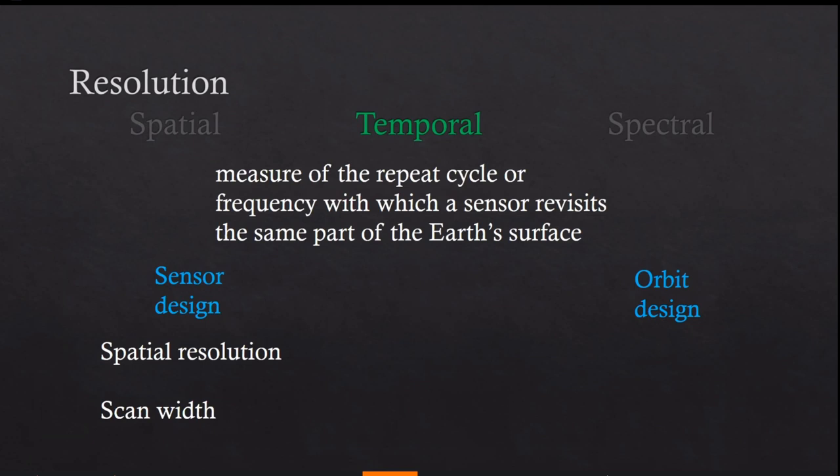Similarly, scan width is how much of the ground you're covering in one snapshot. Spatial resolution is for each pixel, and scan width is for the entire sensor. So if you have more scan width, as in more pixels that can take in a bigger chunk of the Earth, then you can cover more area faster. Similarly, orbit design is basically the orbital path on the Earth along which the satellite is orbiting, at what height, and at what speed, and these influence your temporal resolution.